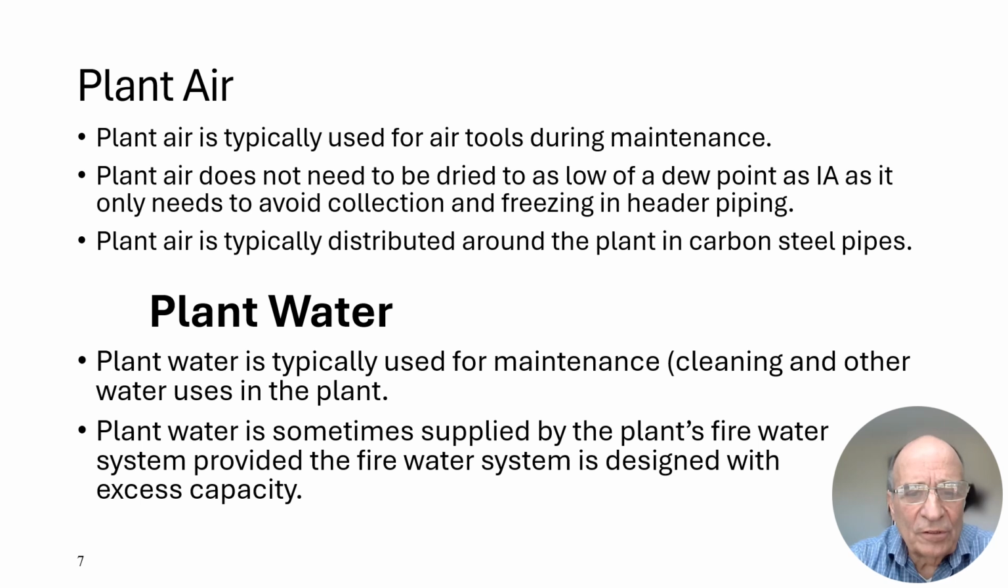Plant water. Plant water is typically used for maintenance, for cleaning, and for other water uses in the plant. Plant water is sometimes supplied by the plant's fire water system. The fire water system would be designed in such a way that you never draw down enough plant water that you don't have the correct capacity for your fire water system, which means that you might have a tank and you're able to draw down that tank only to a certain level for plant use, always leaving the required amount for fire protection.